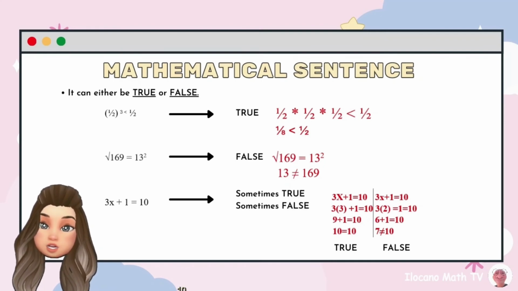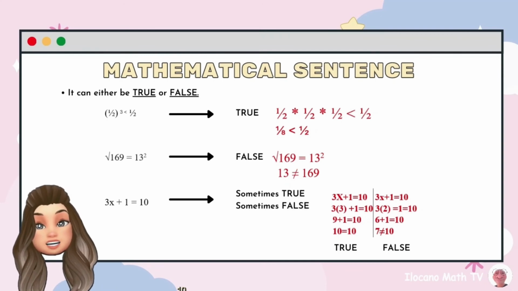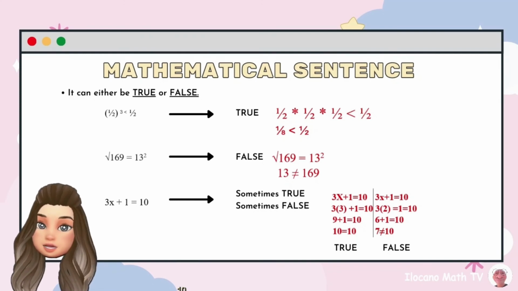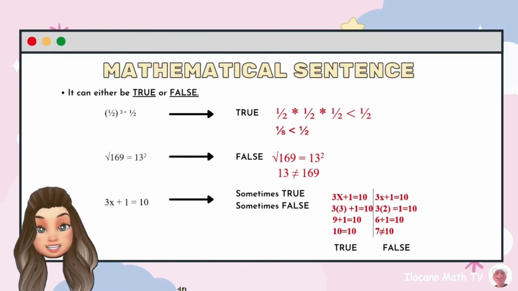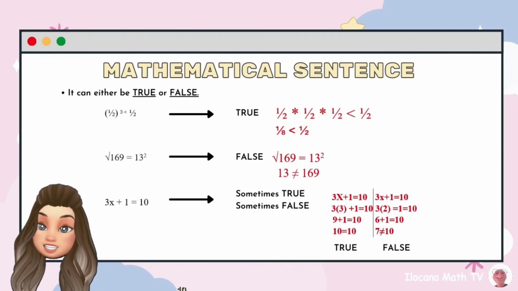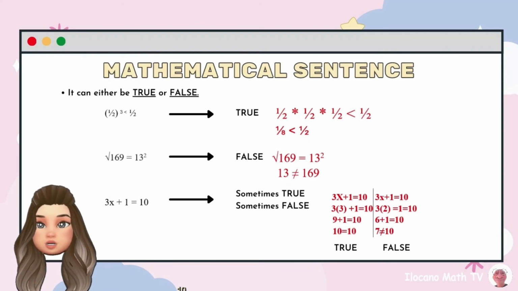So for this example, whether it will be true or false depends on the value of x. And this is called a conditional statement or conditional sentence. Since there's a condition, it depends on what the value of x really is, for us to call it true or false.